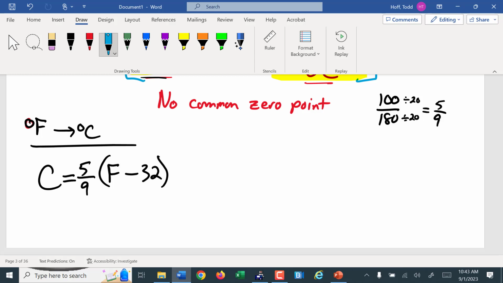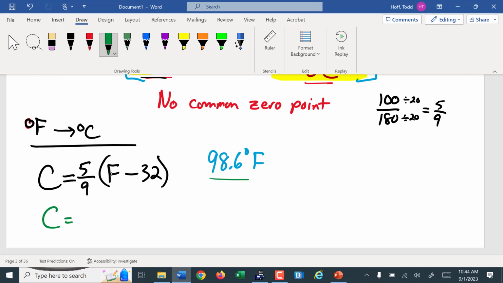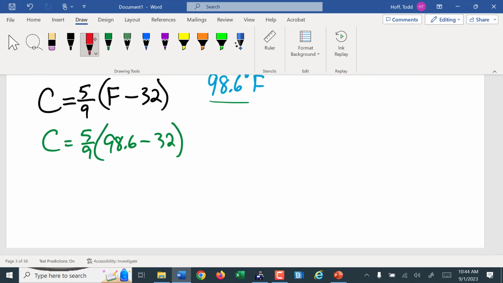Let's look at a standard one. Let's look at body temperature. 98.6 degrees Fahrenheit. Let's convert that into degrees Celsius. So the 98.6 goes in where F is here. Have to remember order of operations. What do we do first here? Parentheses, we're going to subtract. 98.6 minus 32 is 66.6.